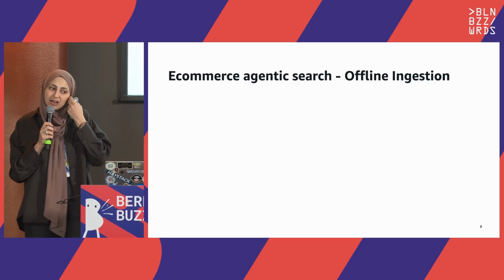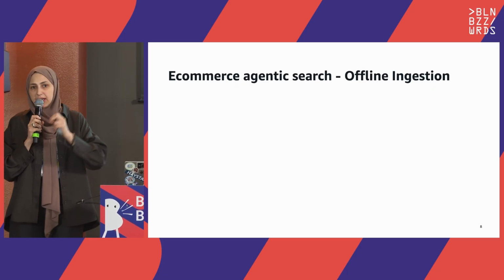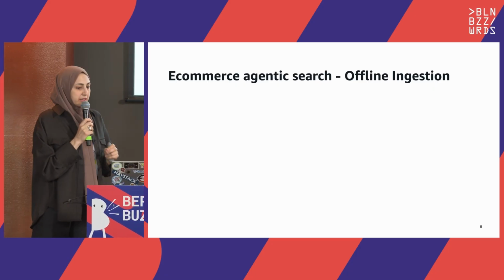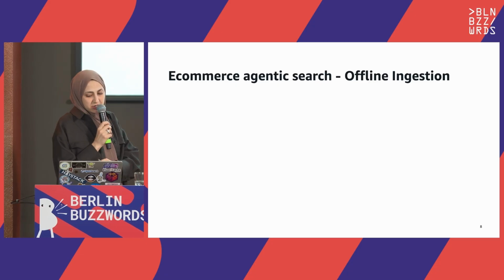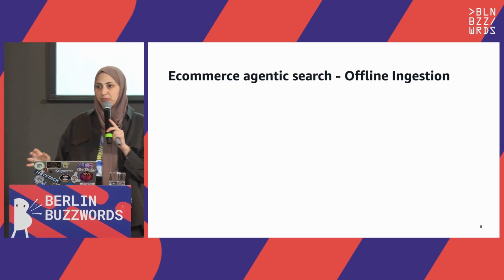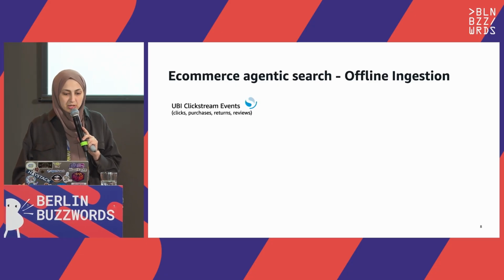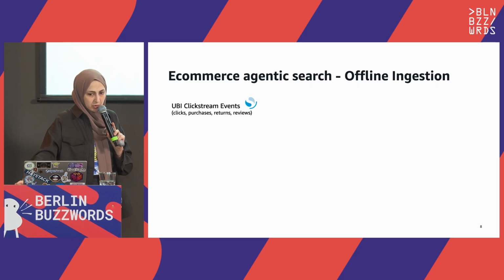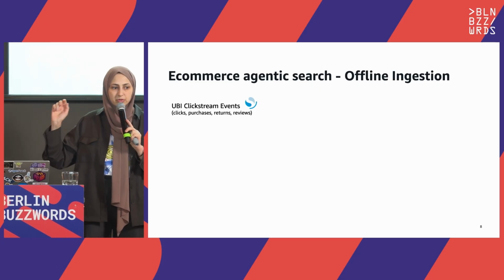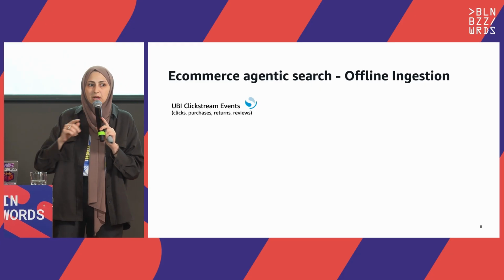Technically, I recommend having 2 pipelines, offline and online. What do I mean by that? The offline ingestion is where you build the user preferences in your memory. So let's say we have UBI data. Who is not familiar with UBI first? Anyone? So, few of you.